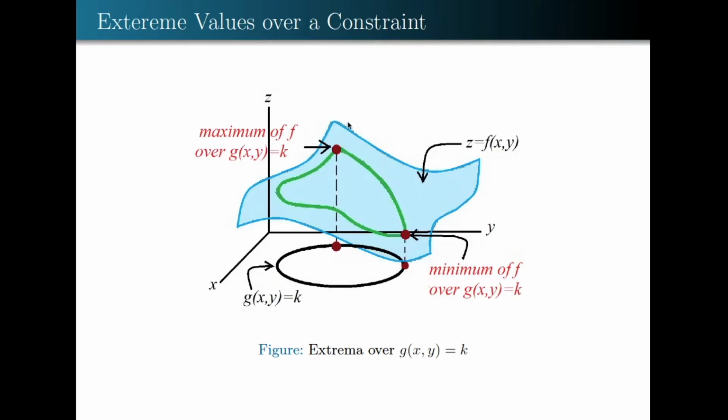Suppose you have a surface given by the equation z equals a function of x and y, and we want to find the maximum value and the minimum value of z such that the variables x and y follow a certain condition or constraint given by g of x, y equals a constant k. You can think of z as the revenue function which you want to maximize given limited resources, when your resources x and y follow a certain condition given by g of x, y equals k.